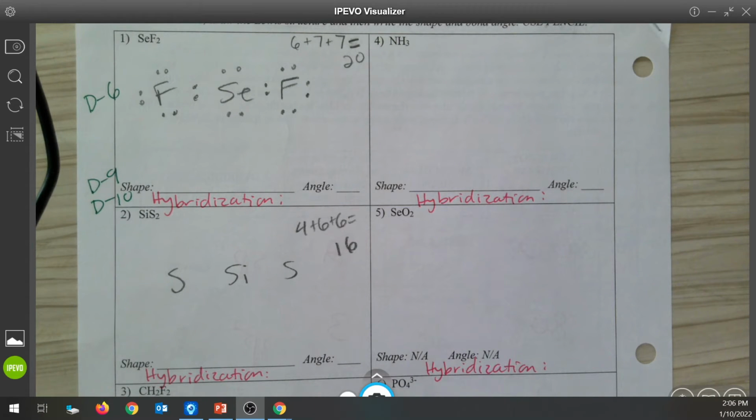There's 2 areas of electron density. On the central atom, there's, just don't worry about that, that's not on the central atom. Only look at what's on the central atom. You've got to look at that nitrogen. How many areas of electron density are on that nitrogen?